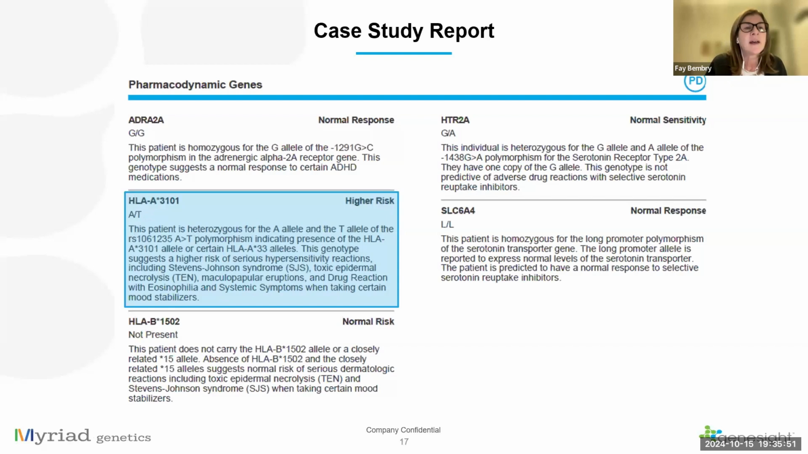So interestingly, this patient did have that higher risk with the HLA pharmacodynamic genes, putting her at higher risk for Stevens-Johnson syndrome with mood stabilizers. So we do sometimes use mood stabilizers in the older population to help with agitation. So in her case, that may have been a bad idea. We wouldn't have known that had we not done this testing. So that can be important considerations when you're thinking about those medications.